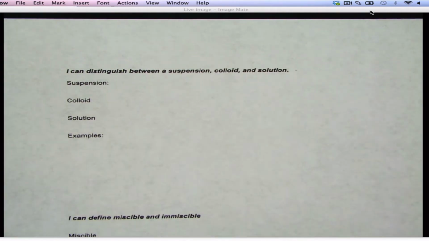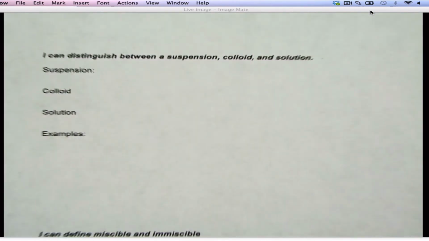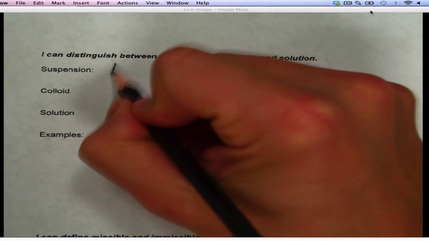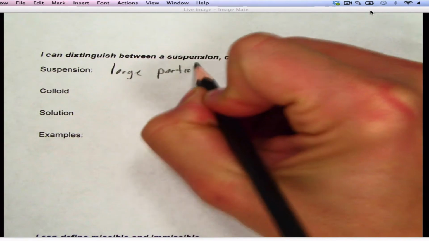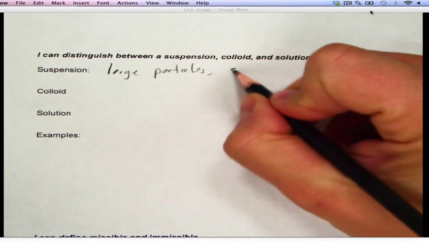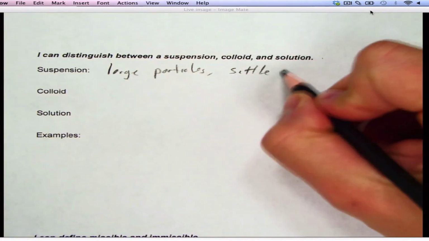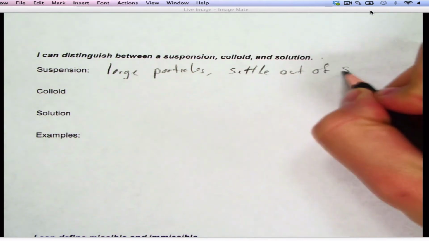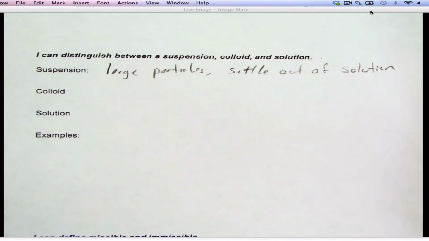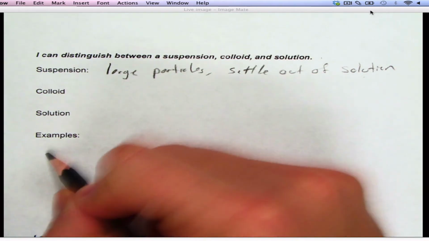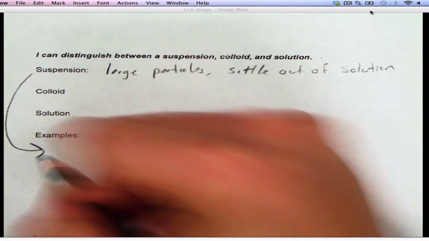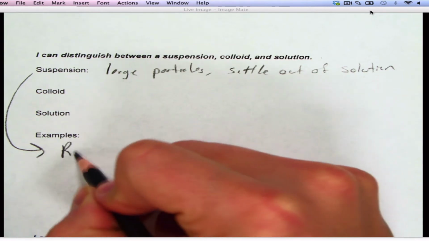So suspensions are usually large particles, and they usually settle out of solution. An example of a suspension would be like river water. So like river water, that's kind of the common one.